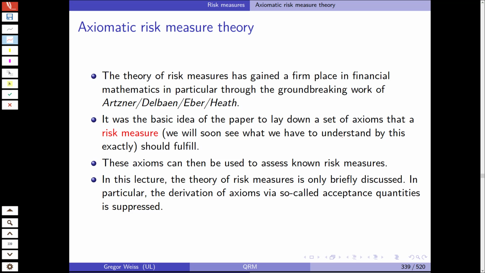Now, the original paper is a mathematical paper, so we'll suppress many of the details, especially the derivation and the proofs of these results. They are based on so-called acceptance quantities and acceptance sets, but it's not that difficult to understand the basic gist of it. So if you're more interested in this, especially if you're studying mathematics or financial mathematics, you should take a look at this paper.